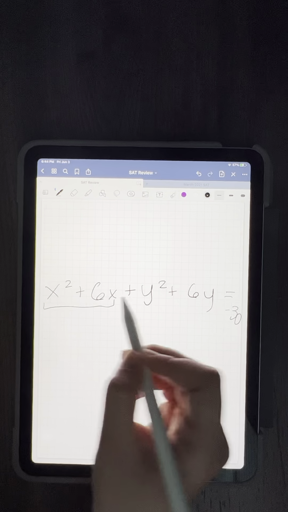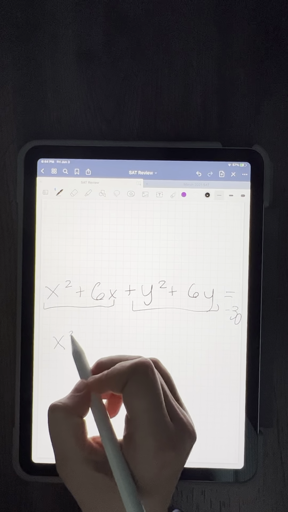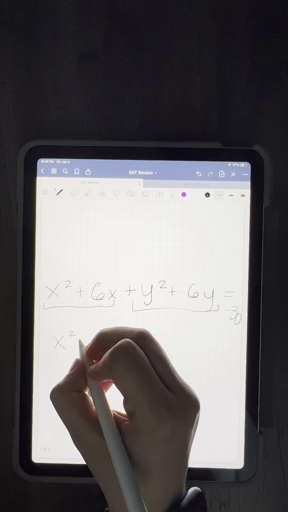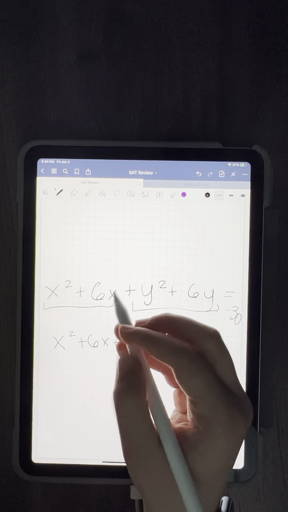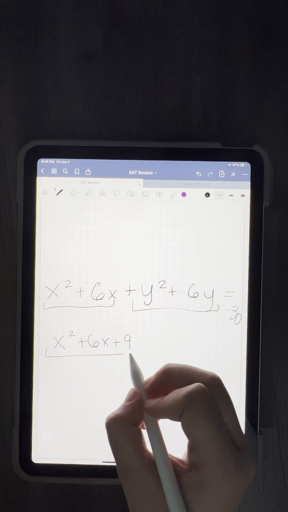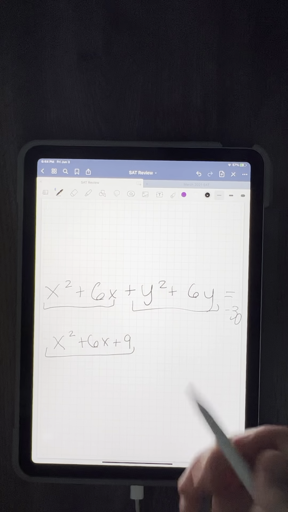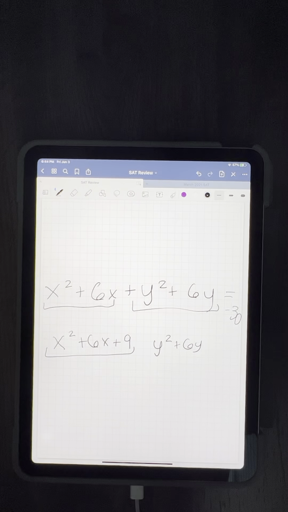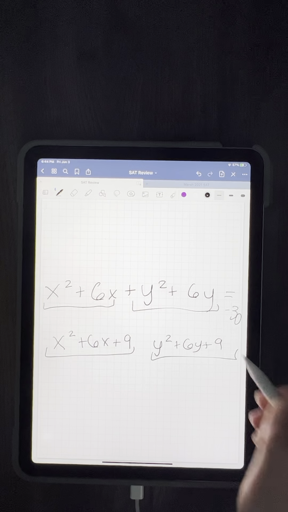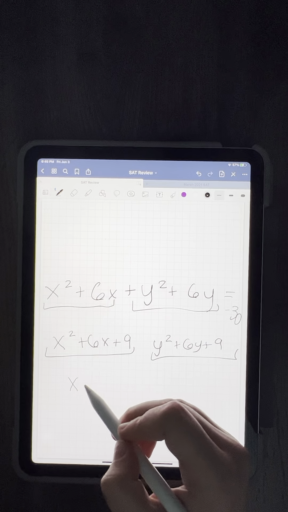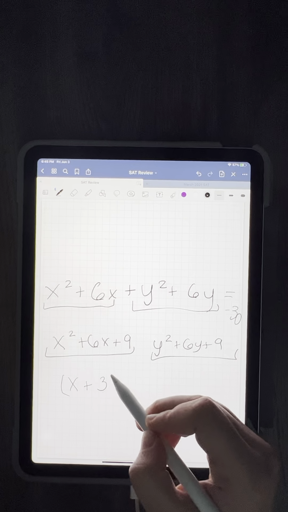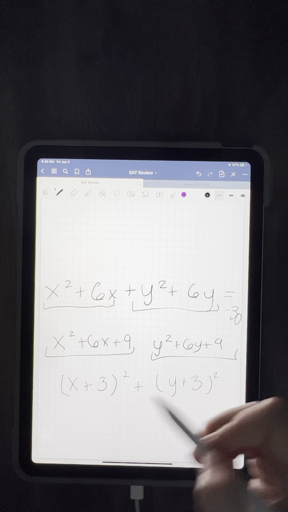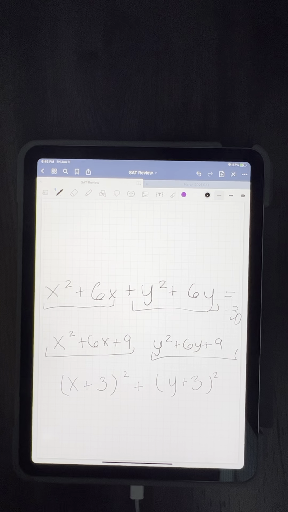So you're going to take these like terms and these like terms, and you're going to do x squared, and then whatever half of 6 is, which is 3, you're going to square that. So plus 6x plus 9, because that's half of 6 squared. You complete the square. And then you're going to do the same with the right. And you're going to do y squared plus 6y. And then what's half of 6? 3, again, plus 9. And so this is going to be (x plus 3) squared. And this is (y plus 3) squared. The reason it's plus 3 is because that's what we took when we did half of 6.